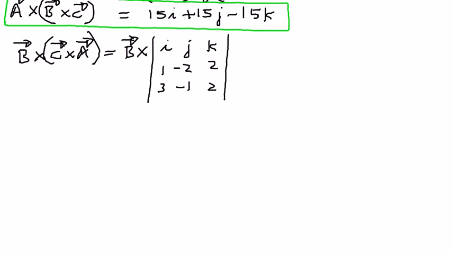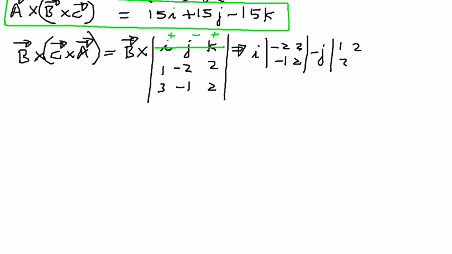When we expand this, we're going to expand along the first row, and the sign convention we're going to use is positive, negative, positive. When we expand it this way, we're going to get i, the minor of that, which is -2, 2, -1, 2, and then minus j, the minor of that, which is 1, 2, 3, 2, and then plus k, the minor of that, which is 1, -2, 3, -1, like that.